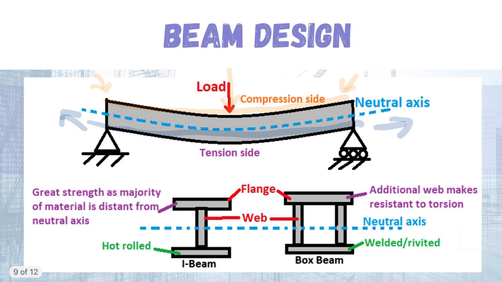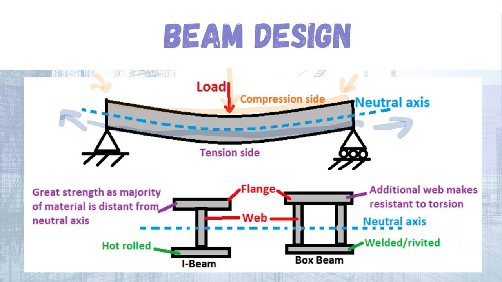So beam design, as mentioned before: a bridge will be strongest when the majority of mass is the greatest distance from the neutral axis. The neutral axis is the line that's usually around the middle of the beam, and it's the point where a beam is neither in compression nor tension when it is loaded.